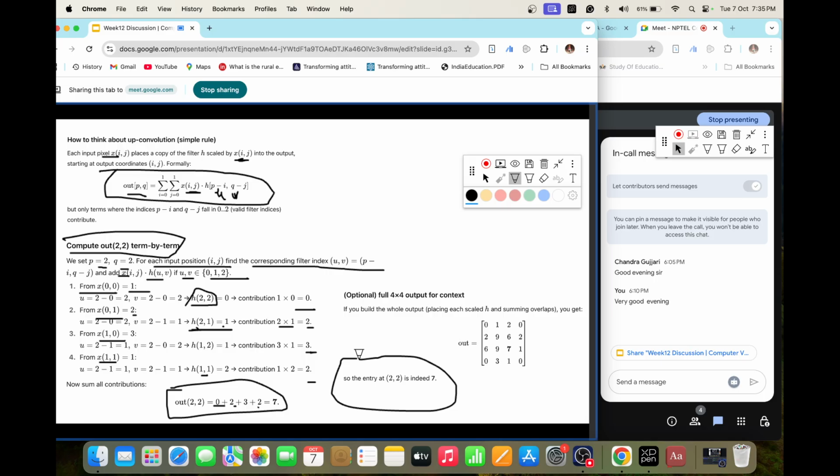If you have to do the long cut, then what you have to do? You have to check for all the indexing, not just 2 comma 2, but here as we will get 0, 1, 2, 3 index, so you have to check for all the index. For example, 0 comma 1 you have to check, 0 comma 2 you have to check, 0 comma 3 you have to check, all you have to check, and then you have to form the output matrix. Okay, so this is the total thing.